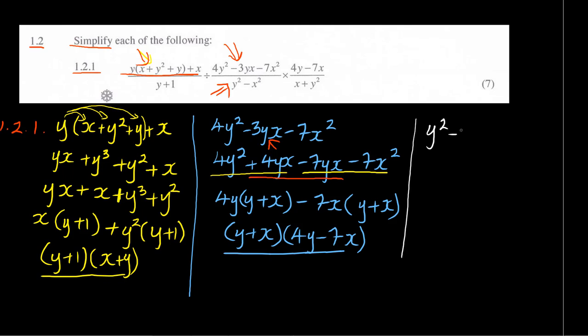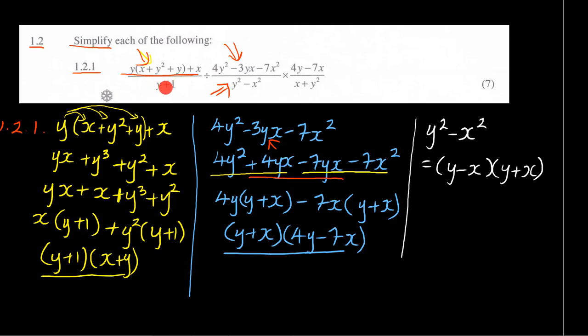Y squared minus x squared, remember this is a difference of two squares, it becomes y minus x as well as y plus x. So we have simplified everything that needs to be simplified when it comes to this particular problem. We have done the first one, we've done the second one, and we also did the difference of two squares.